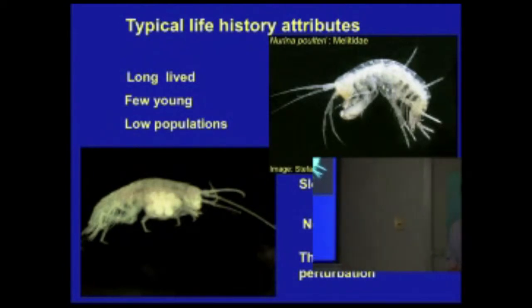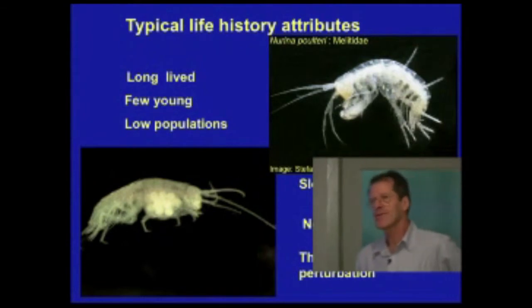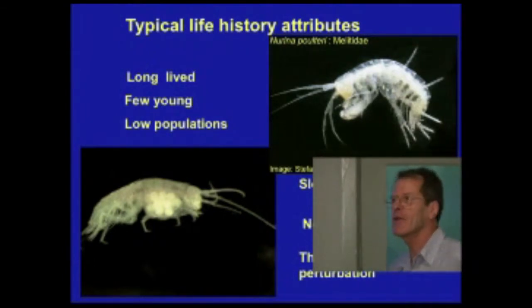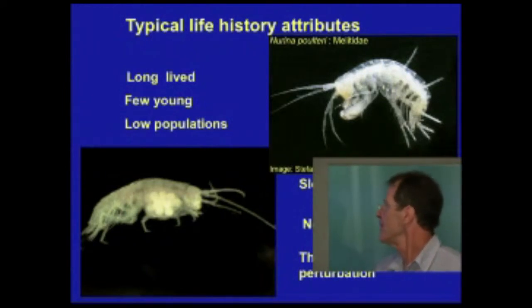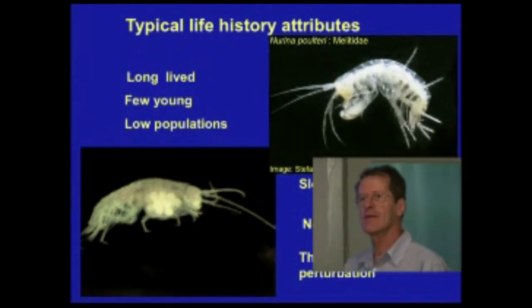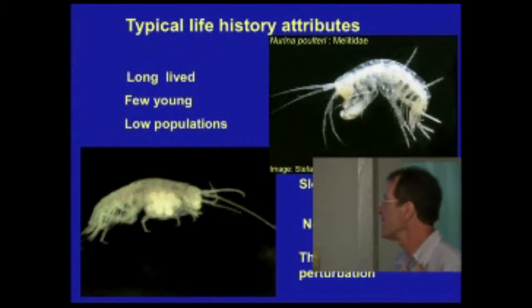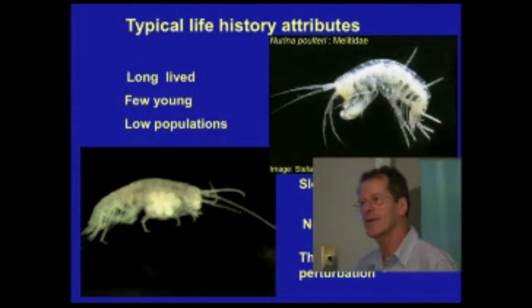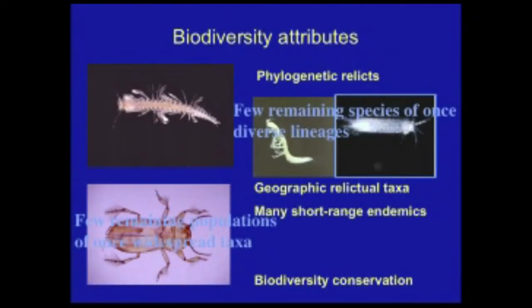They tend to have very low population densities as a consequence of the low energy environment. And this means that they respond quite slowly to changes in the environment. It makes them quite vulnerable in a conservation sense. So if you perturb the environment, you can lose these populations quite easily. And there are a number of biodiversity attributes as well.